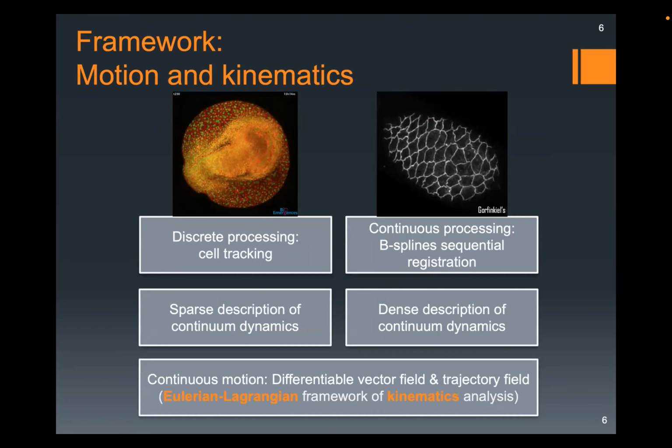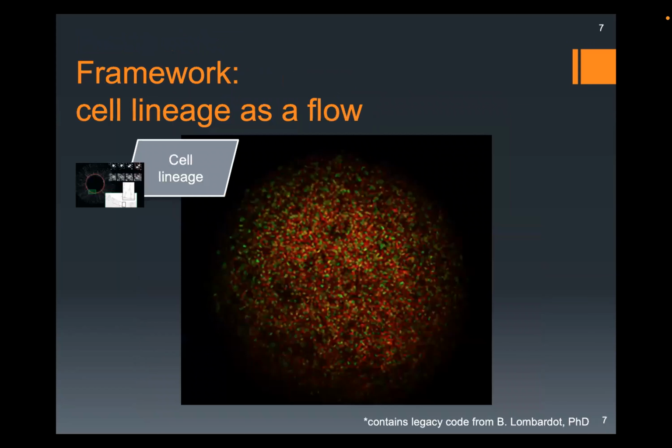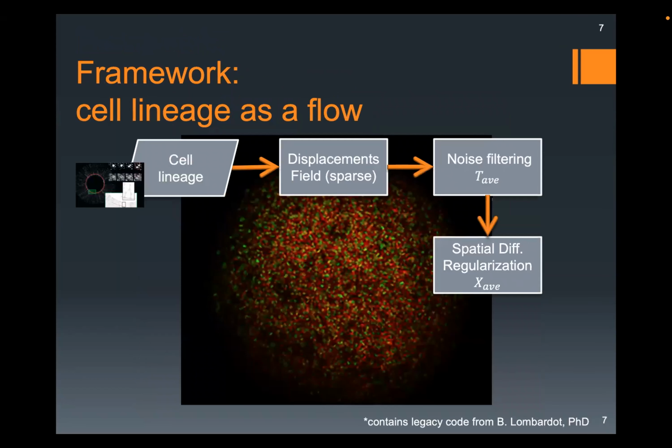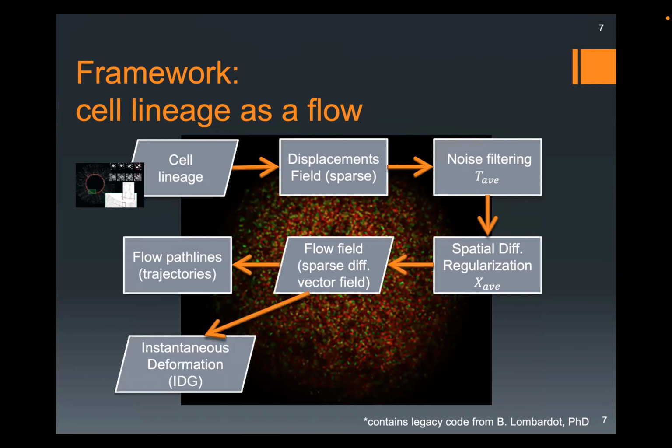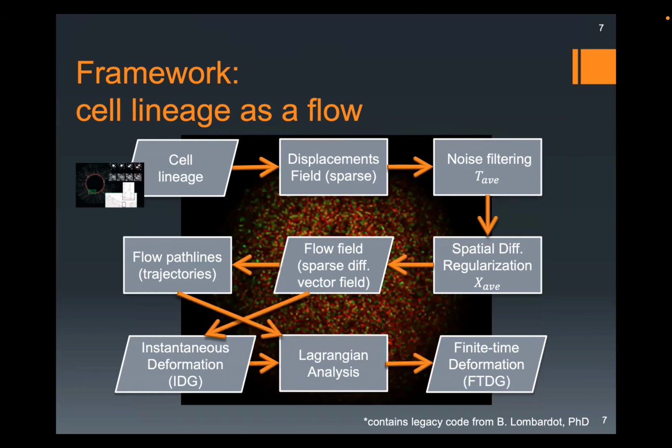And what we propose here is an Eulerian and Lagrangian framework to analyze the kinematics. And how you make this is that you analyze the displacements, you do noise filtering, you make a spatial filtering, and then you make a flow representation of the dynamics. And then you can get different types of tensors and descriptors.